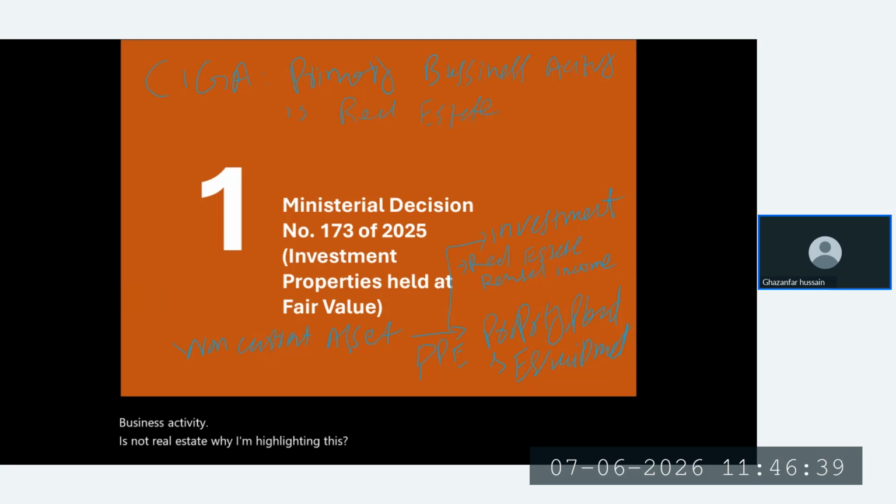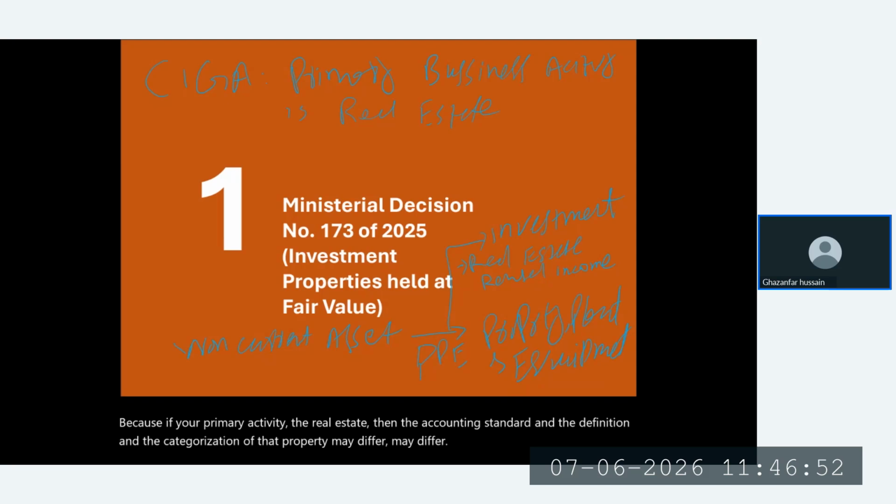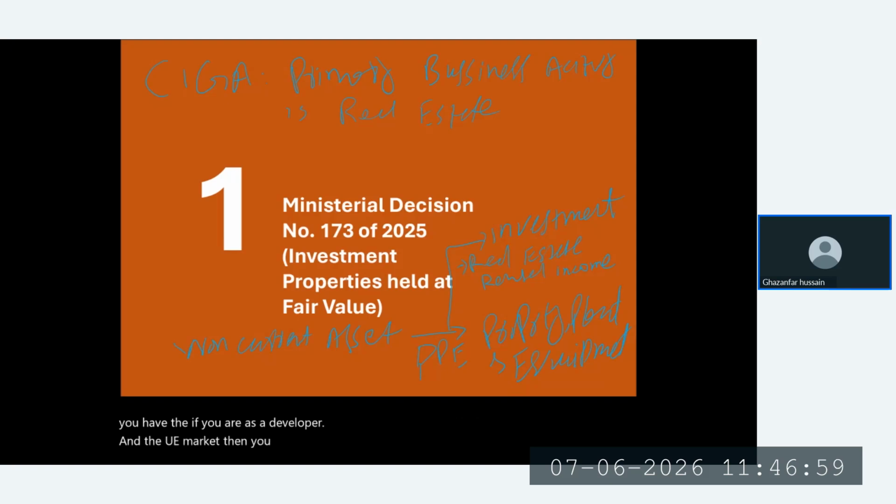Because if your primary activity is real estate, then the accounting standard, the definition and the categorization of that property may differ. Why? Because maybe if you are a developer in the UAE market, you have buildings and you keep them for sale. This is not your investment property. This is your inventory. But for the other business who hold the property and earn rental, it is an investment because they are not core.